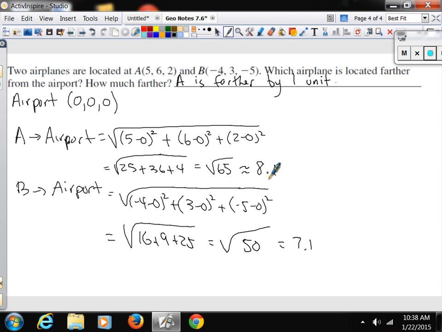So that's the distance formula for 3-dimensional space. Told you they were pretty quick notes today. That was it. That's all I got.